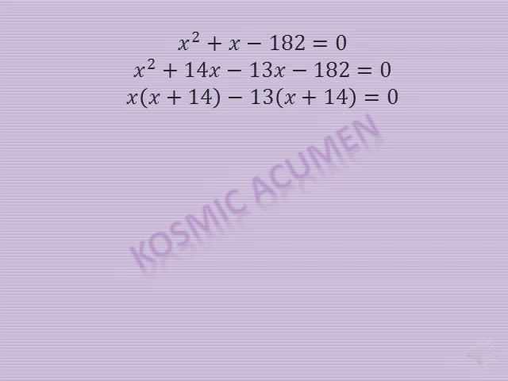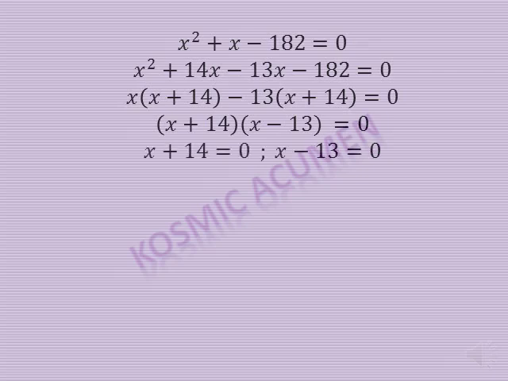Further, taking these two terms, we see that x + 14 is common to both. So we'll take that common and we'll be left with x − 13 inside the brackets. On further solving, we find the two values of x: one is x = −14 and the other is x = 13.